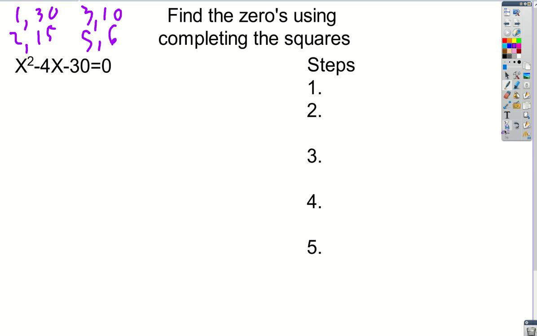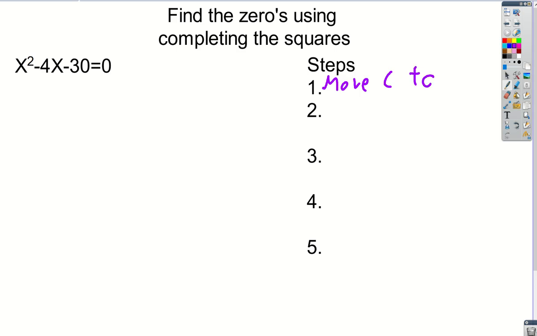So the first step in completing the square is that we are going to move C to the right. So we are going to add 30 to both sides. So now I have x squared minus 4x is equal to 30.